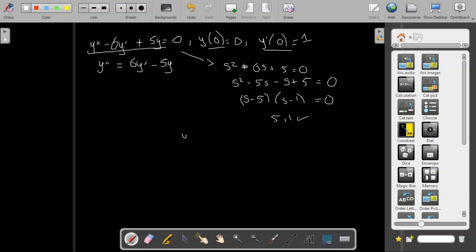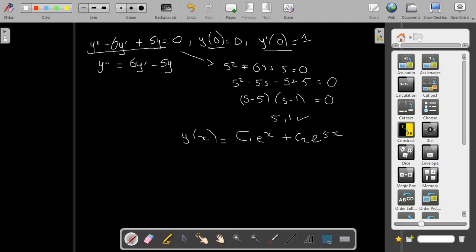So the solution to this equation will be y of x is equal to c1 e power x plus c2 e power 5x. So this will be my solution to this differential equation. If you remember your concepts in differential equations, for roots which were different and real, we have this type of solution. So we have 1 and 5, so we have c1 e power x plus c2 e power 5x.